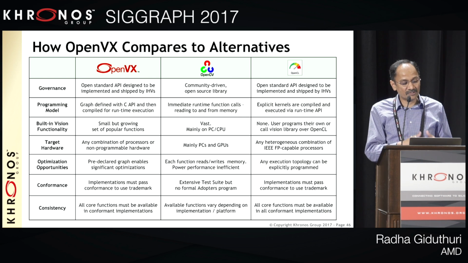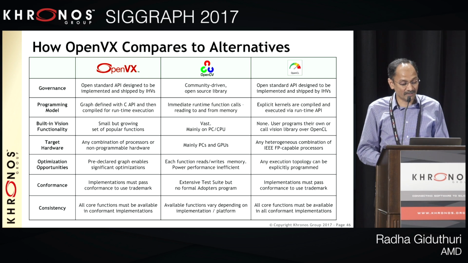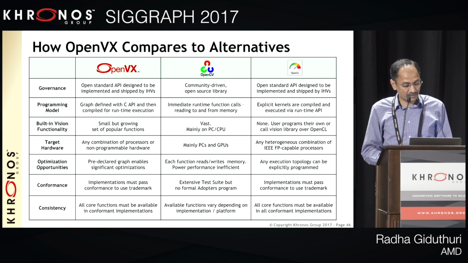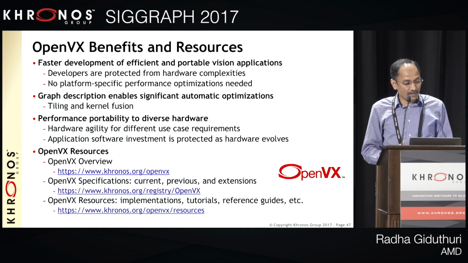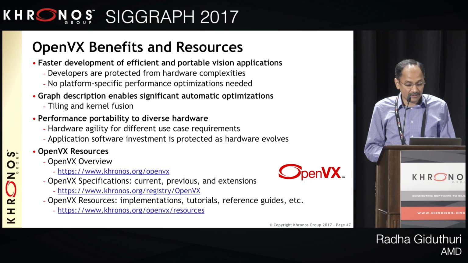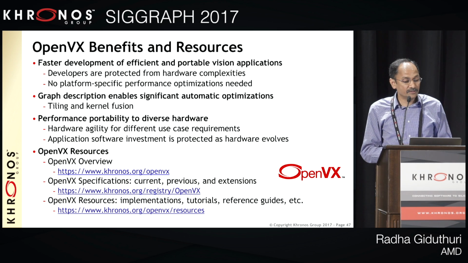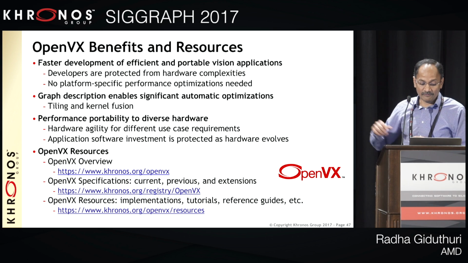As for functionality, we're trying to slowly increase the functions that are needed. Right now, we don't have all the functions that OpenCV has, but we're going to keep increasing it depending on the feedback that we get from the industry. Coming to the last slides, what OpenVX gives you is fast development and portable code, because you're specifying your functionality at a very high level. And we have a lot of optimizations possible in terms of kernel fusion and tiling on diverse hardware.